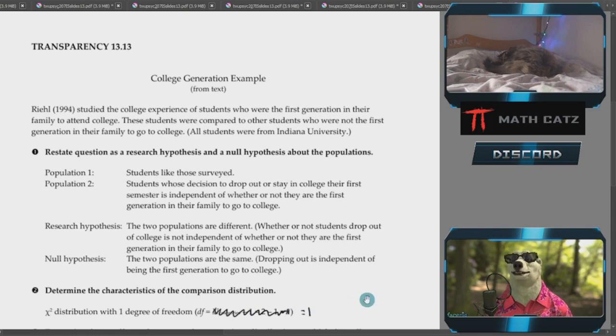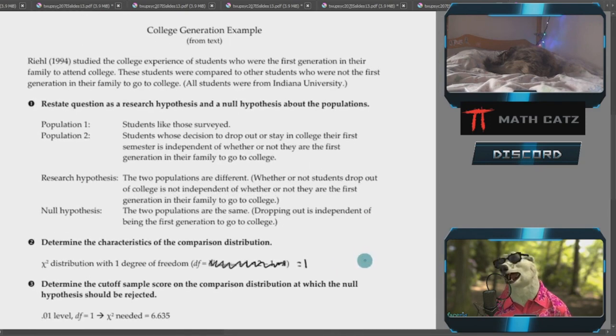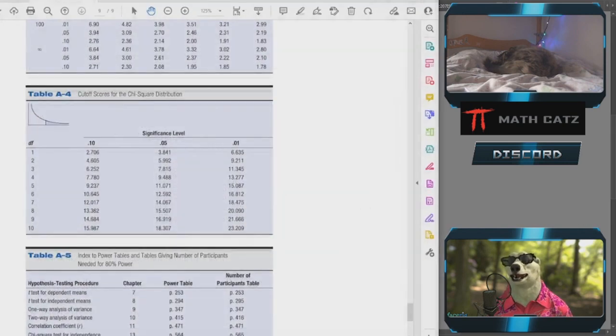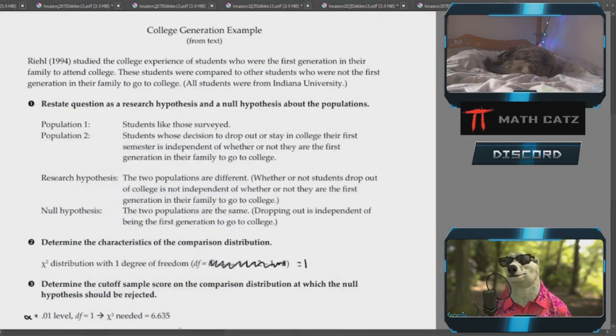Now we need to look up, for an alpha of 1%, let's say this time, what is the cutoff chi-squared score? Well, 1 degree of freedom, alpha of 1%, 6.635. That's where we get this 6.635. Now we need to calculate our chi-squared statistic.